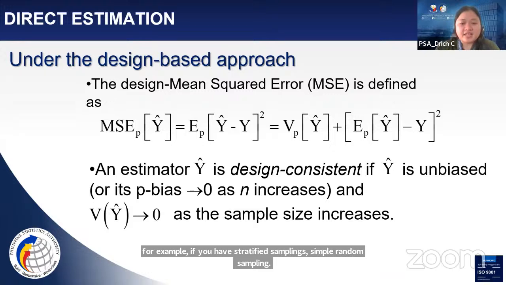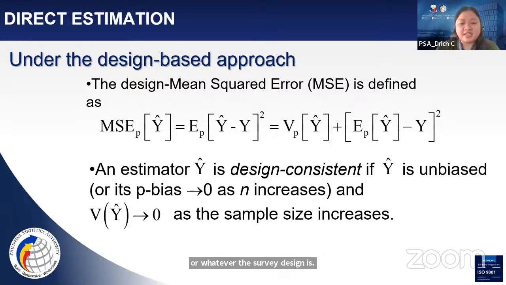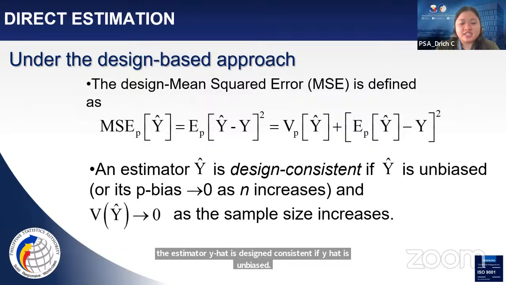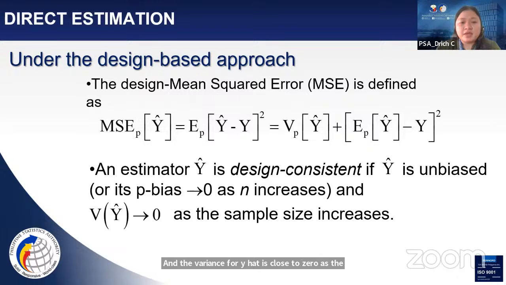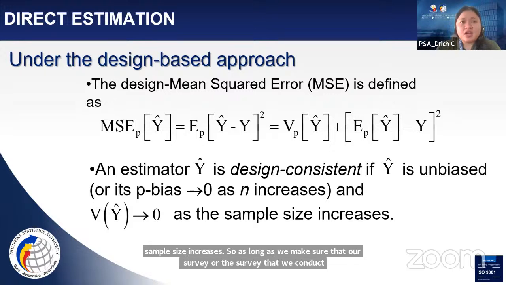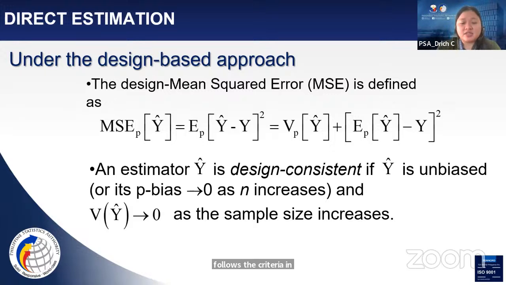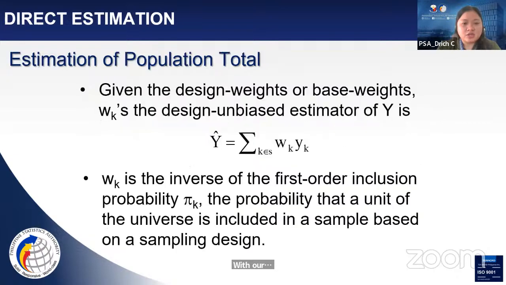And the estimator y hat is design consistent if y hat is unbiased and the variance for y hat is close to 0 as the sample size increases. So as long as we make sure that the survey we conduct follows the criteria in generating reliable estimates, we can proceed with the estimation of the direct estimates, making it unbiased, with the variance close to 0. So this is how we estimate the total population.